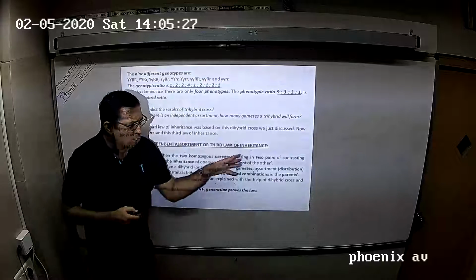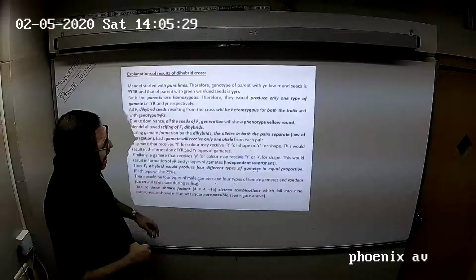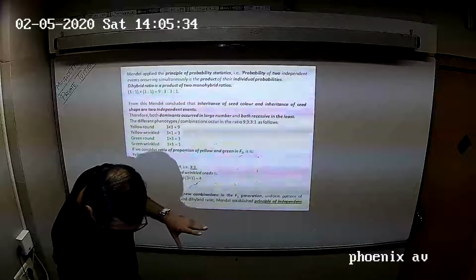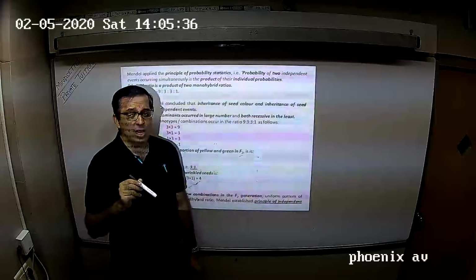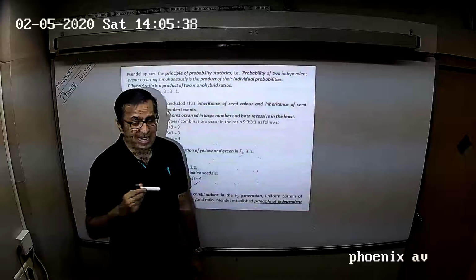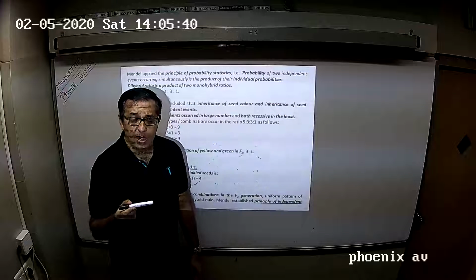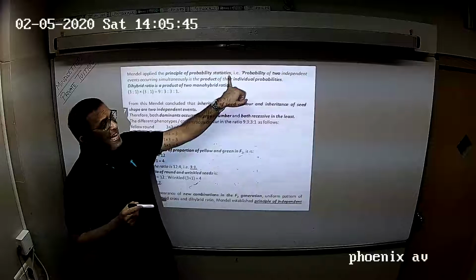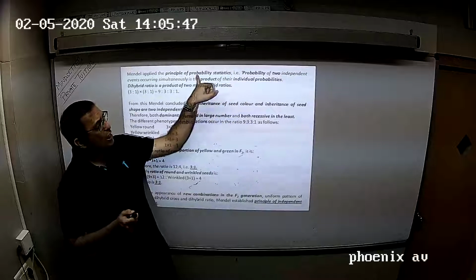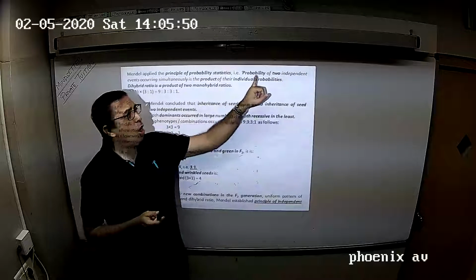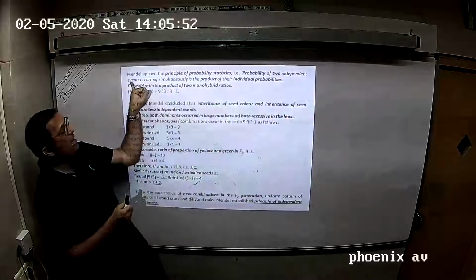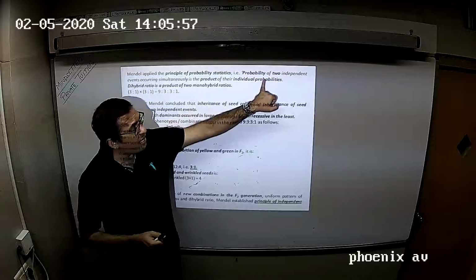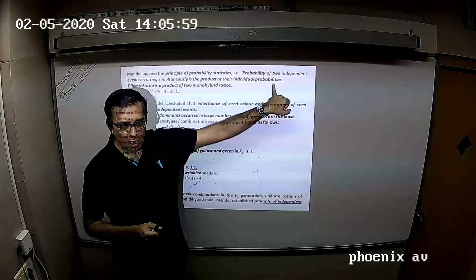So, this was beautifully explained by Mendel, and Mendel then gave a nice logic. If you remember, he was very good in mathematics. He had graduated in his university in mathematics, so he gave the principle of probability statistics. And what was his principle of probability statistics? Probability of two independent events occurring simultaneously is the product of their individual probabilities.